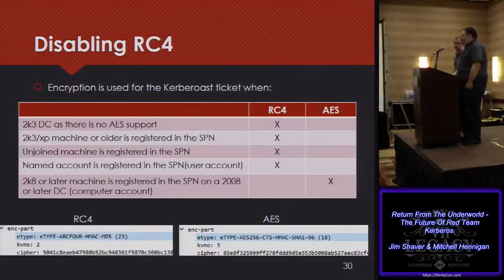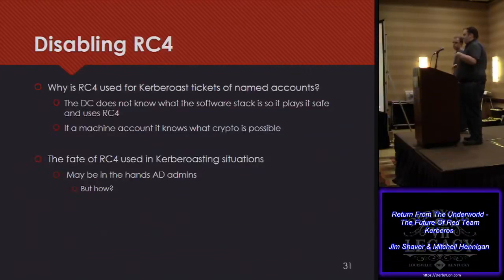Okay, so back to this named accounts thing, right? So if Administrator is registered in the SPN, why does he get an RC4 ticket minted for him? And the reason is, if you think about it, the DC's job is to send a ticket that this account can decrypt. But the account Administrator could be on dozens of machines across the environment, one of which might be a 2016 IIS service, one of which could be a 2003 Exchange server, which can't support AES and only supports RC4.